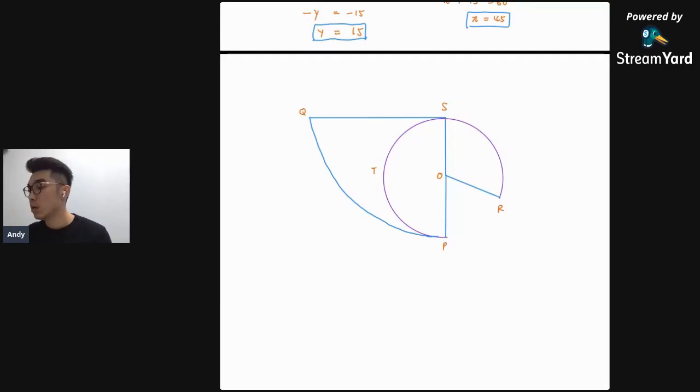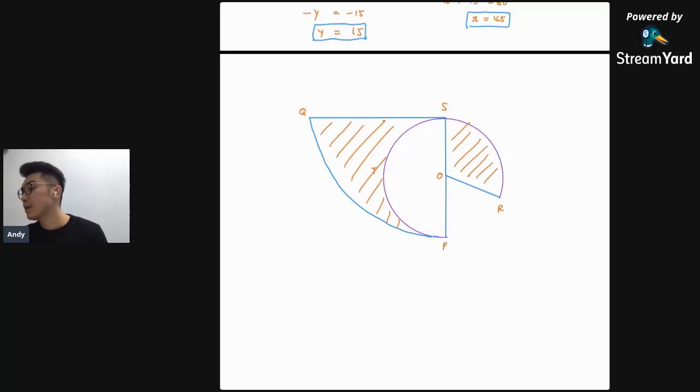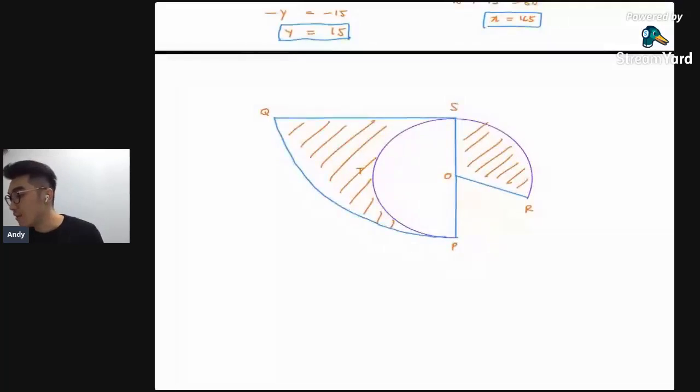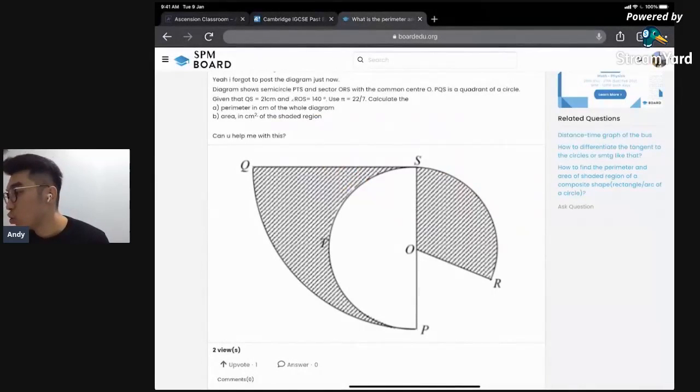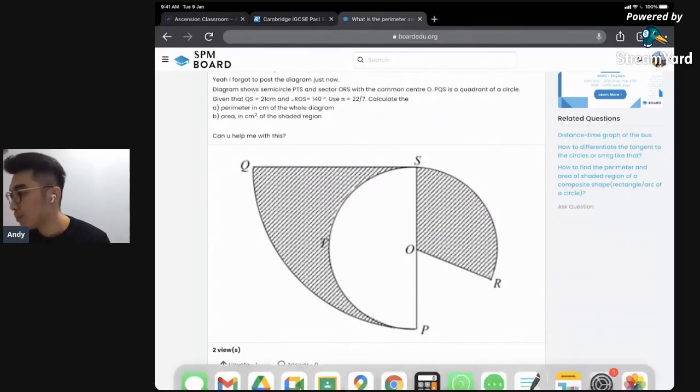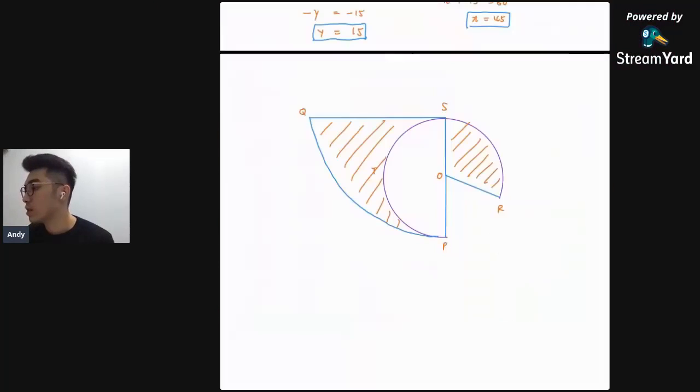STQ, and then they gave some information. They shaded a few regions here and here. And I believe there is extra information. Let's see what they gave. It says that QS is 21, ROS is 140.